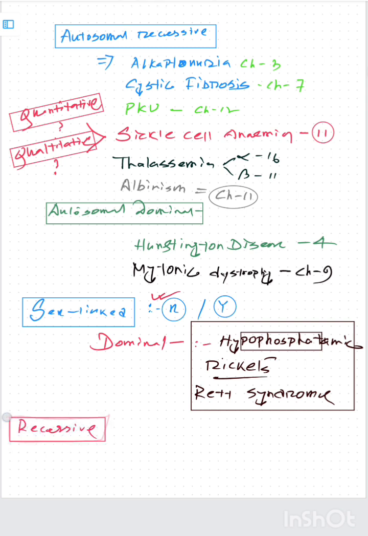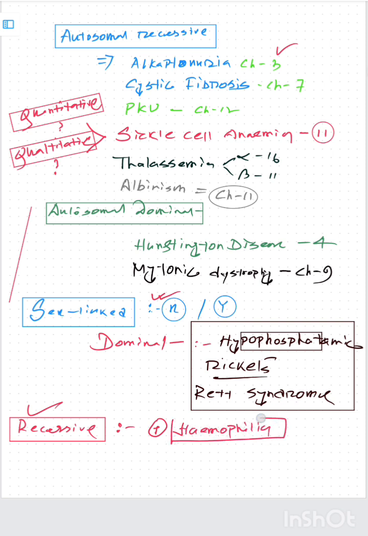All the students, maybe most of the students, will be giving preference to X-linked recessive and autosomal recessive. But you should know at least two or three disease names in case of autosomal dominant and X-linked dominant. X-linked recessive, which is very, very important: hemophilia A, hemophilia B. You can use hemophilia.